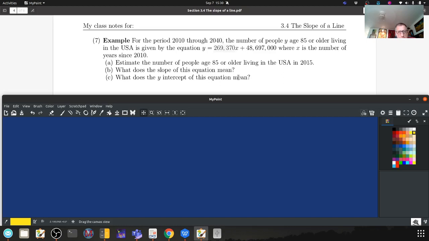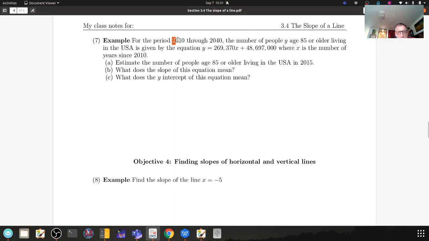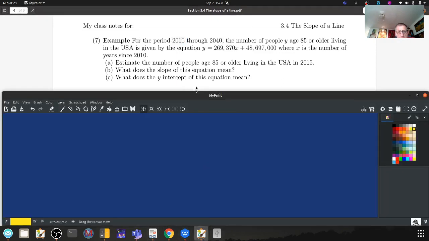What does the y-intercept mean? 48,697,000. It's the number of people age 85 or older living in the United States at the start year of 2010. So let's go ahead and do this.